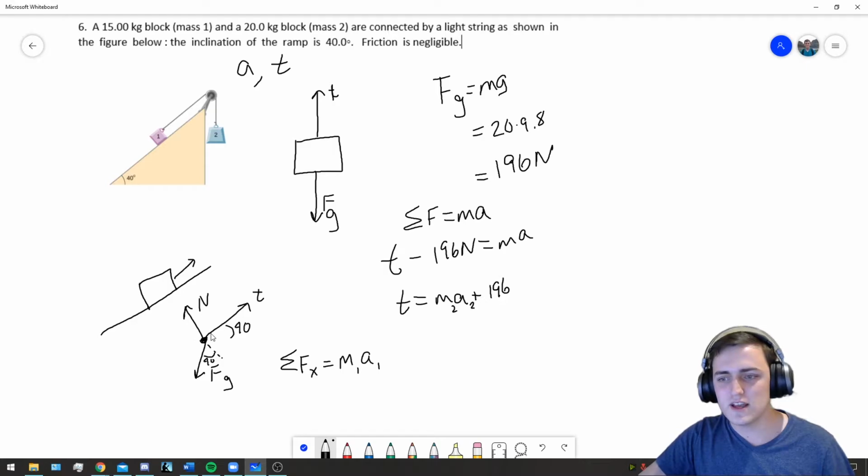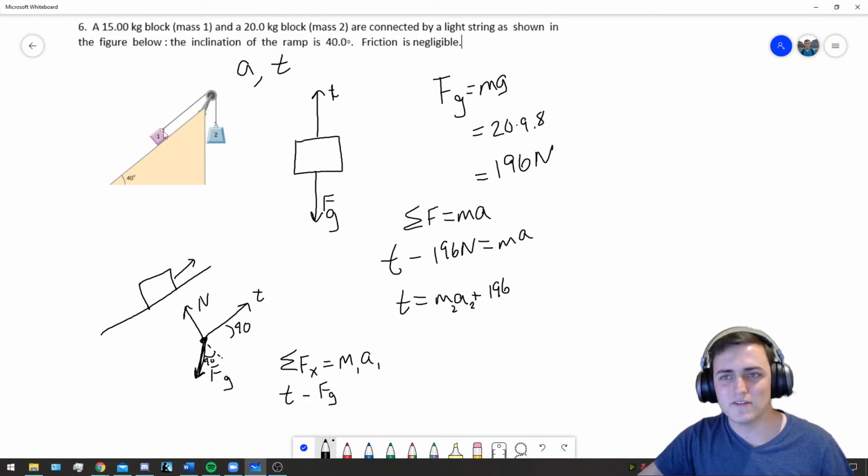And the net force in the x direction, well, we have T in the positive direction, so positive T, and we're going to subtract the x component of the force of gravity. That should be pointing straight down. So we're subtracting the x component. Remember, we're taking the magnitude. Oh, sorry, we'll just call it Fg.